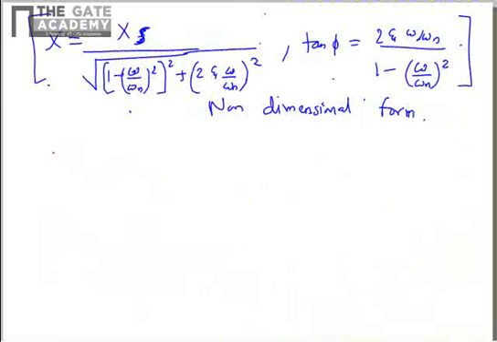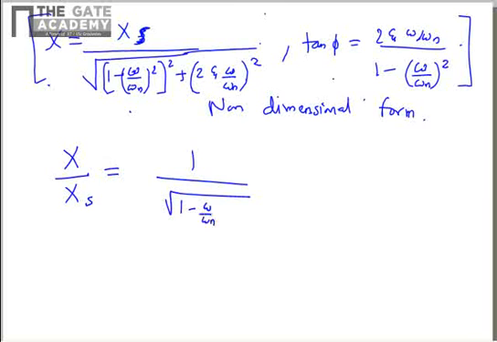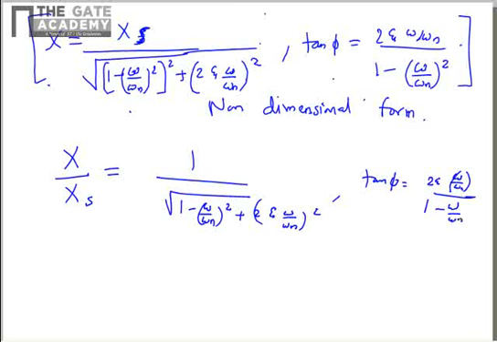Now for forced harmonic oscillation, it is convention to define this quantity X by Xs, that is called the amplitude ratio, and this is equal to 1 by square root of [1 minus omega by omega n whole square] plus [2 Z omega by omega n] whole square, and tan phi is anyway 2 Z omega by omega n by 1 minus omega by omega n whole square. So here you can see that these quantities are basically function of omega by omega n, ratio of forcing frequency by natural frequency, and Z.